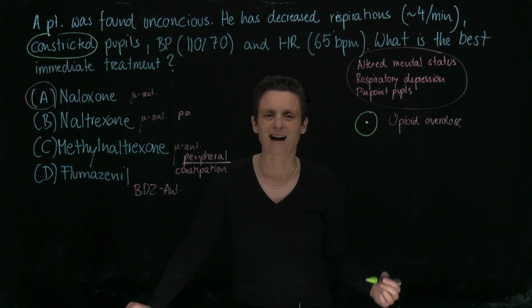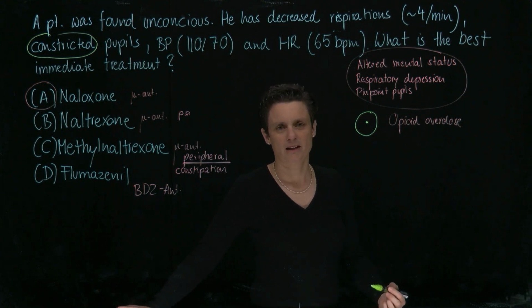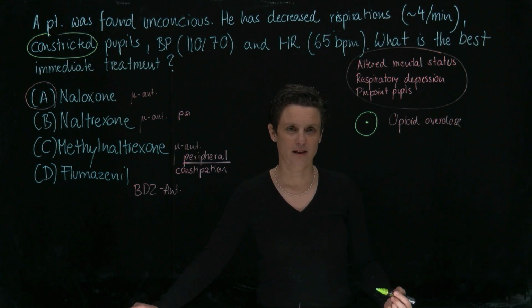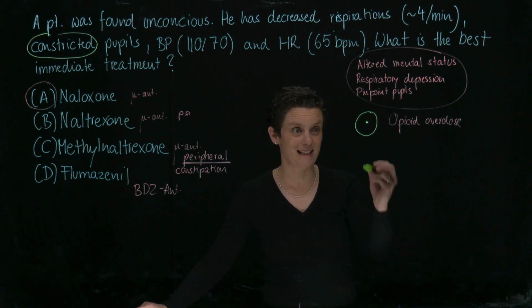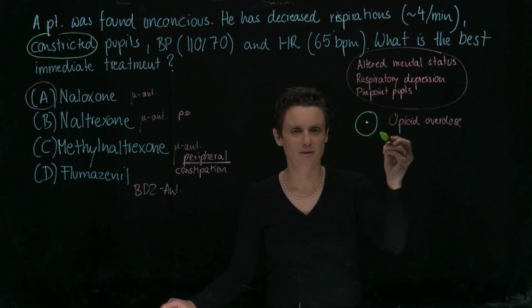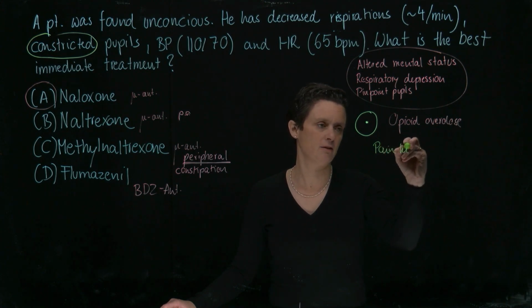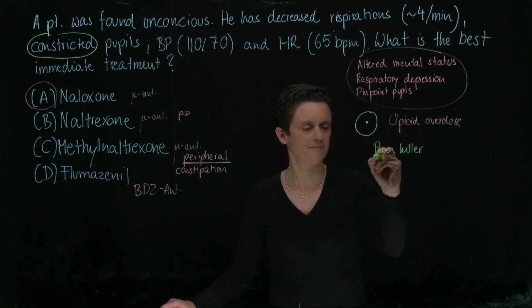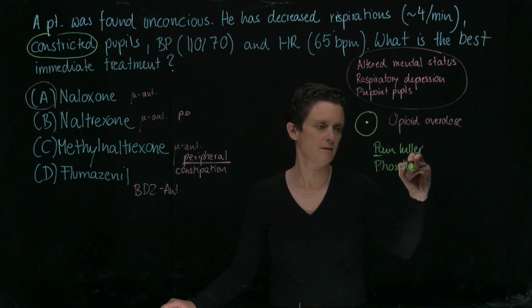And just as a quick review, are there any other intoxications that you could think about that give you pinpoint pupils besides opioids? So I hear somebody saying, yes, there are. There's something that's called the 3 Ps, P for pinpoint pupils. This stands for painkiller, which is obviously opioids, phosphate, and pilocarpine.